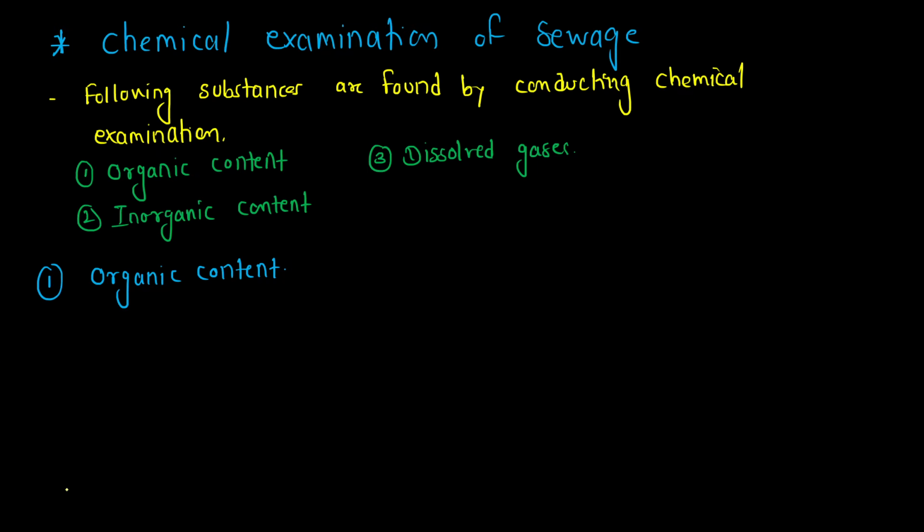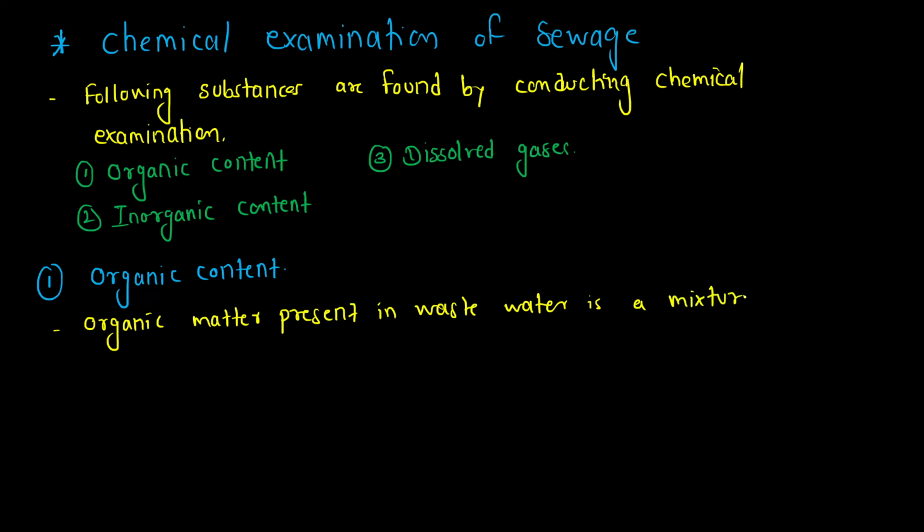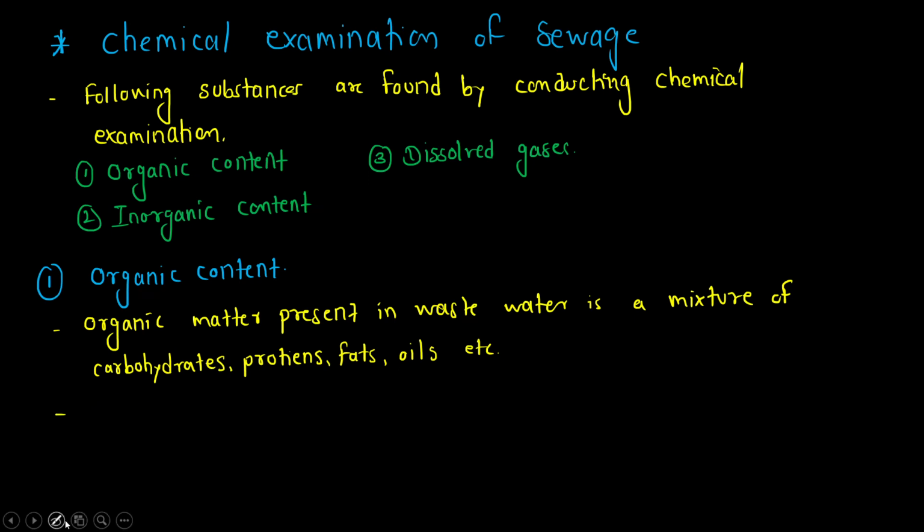So write down: organic matter present in wastewater is a mixture of carbohydrates, proteins, fats, oils, etc.